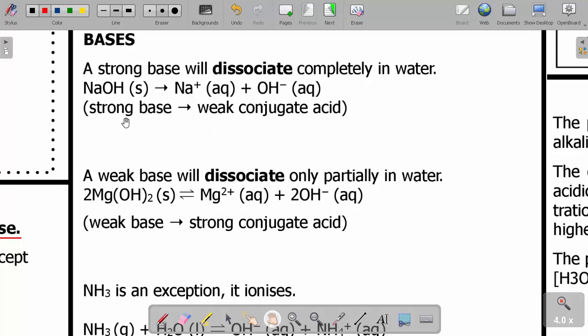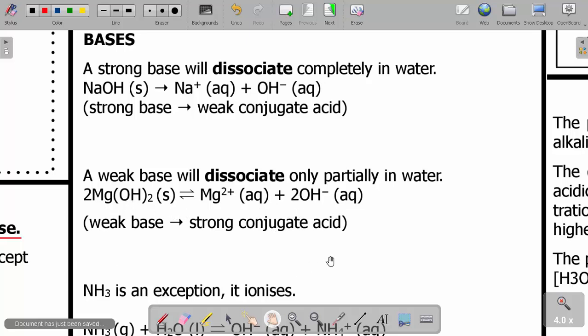Now the stronger base dissociates to form a weak conjugate acid. Because this is a weak conjugate acid, it cannot donate the proton. Note a weak base will dissociate only partially in water. For example, magnesium hydroxide dissociates to give us magnesium 2 ions plus 2 hydroxide ions. That is to say, the weak base dissociates partially to give us a strong conjugate acid. Because it has formed a strong conjugate acid, the reverse reaction is possible.